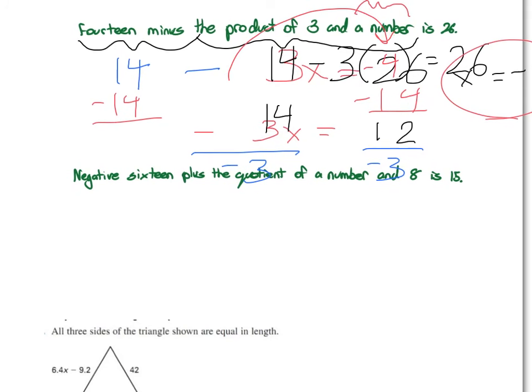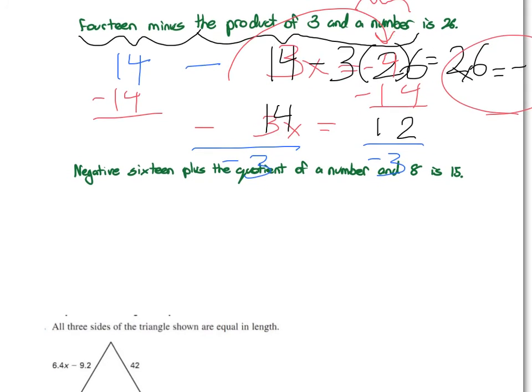All right, it is now your duty to pause this video and try this one on your own. Negative 16 plus the quotient of a number and 8 is 15. Quotient, what does that mean? Addition, subtraction, multiplication, or division? Plus, what does that mean? Is, what does that mean? And then I want you to check your work.